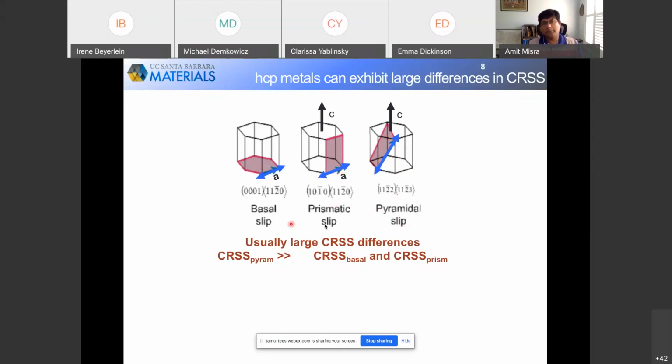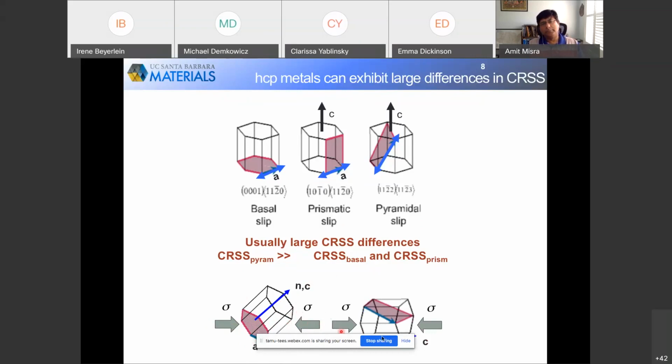Now, the difference between this easy and hard mode of slip controls how plastically anisotropic that material eventually is. We can see this qualitatively if we think about this crystal that's oriented in this direction under one load. In this load, the orientation relationship between the loading direction and the orientation of this crystal would invoke slip mostly on this easy slip system. So you'd expect that if you're deforming this crystal in this direction, it would deform rather easily, with a rather low flow stress.